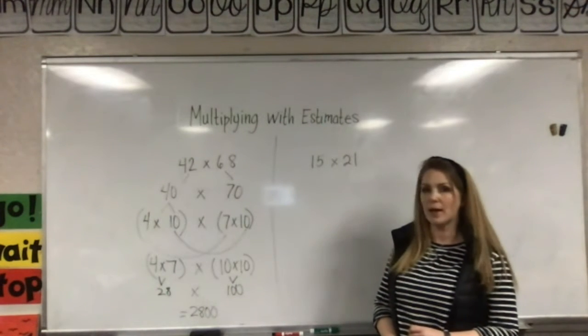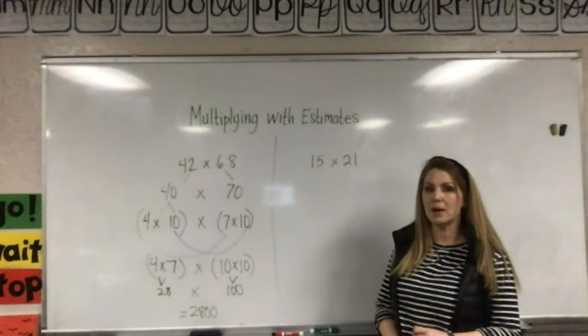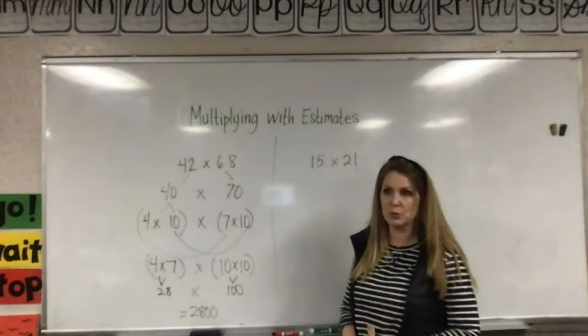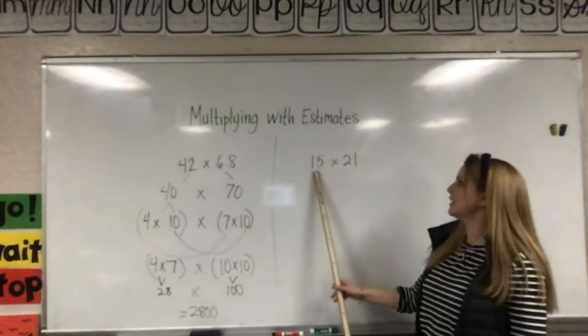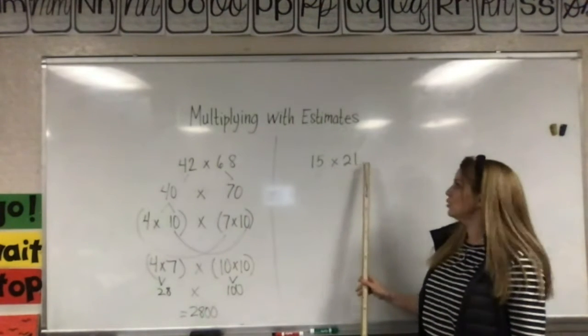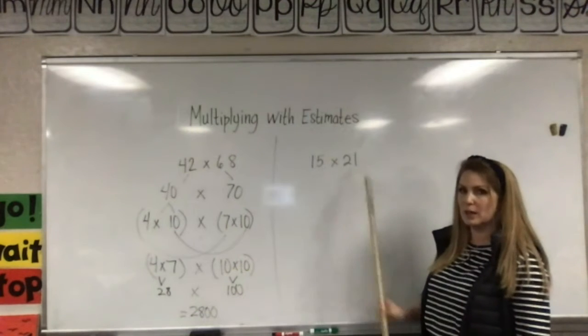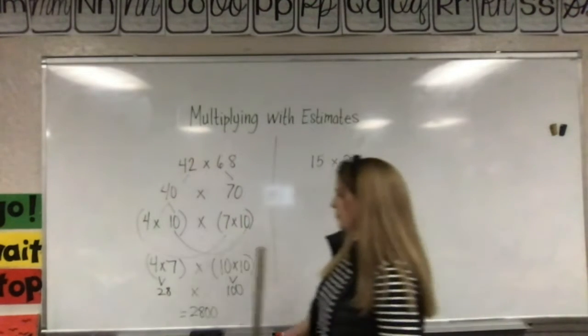So let's go ahead and I'm going to break it down step by step with the next problem here. And our next multiplication problem is 15 multiplied by 21. All right, so let's break it down.